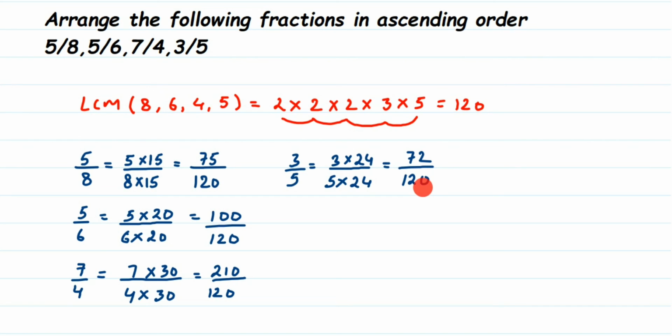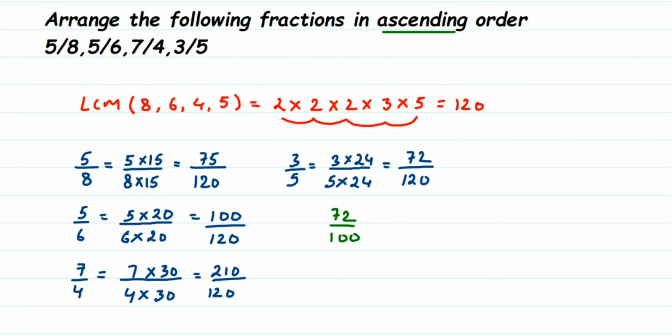Now the question is asking us to arrange in ascending order. Ascending means we will start with the smallest one and go towards the highest one. So look at the numerators and see which one is the smallest here. We have 75, 100, 210 and 72. 72 is the smallest one, right? So 72 upon 120 is the smallest one.